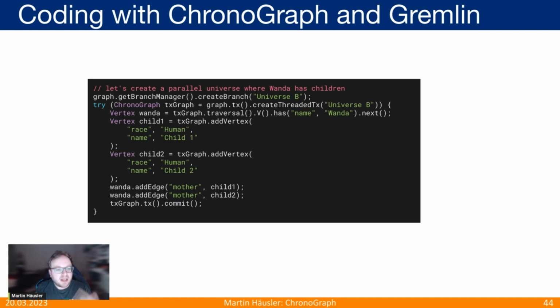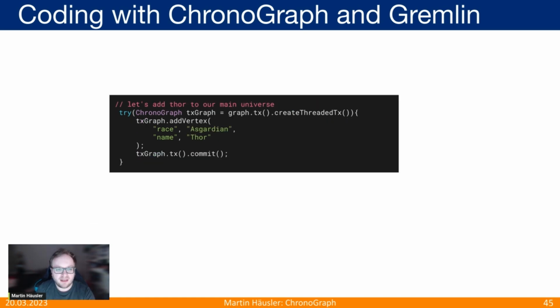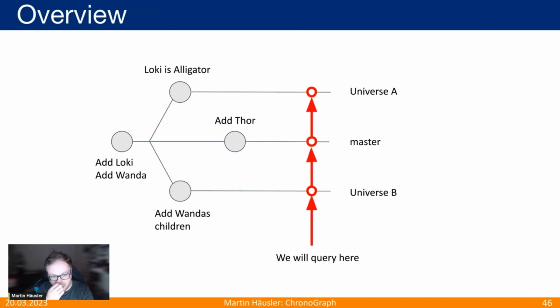So let's go a little bit even more crazy and create another universe, universe B, again branching away from the main branch. And in this universe, Wanda actually has two children, child 1 and child 2, and she's the mother. And as a final example, let's go back to the main branch. So we have the main branch, we have two sub-branches, and now on the main branch, we add another vertex. In this case, we add 4, who is also an Asgardian. And the structure that we created is pretty much this one.